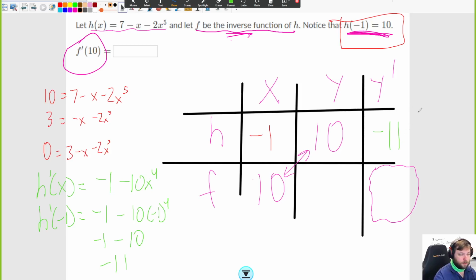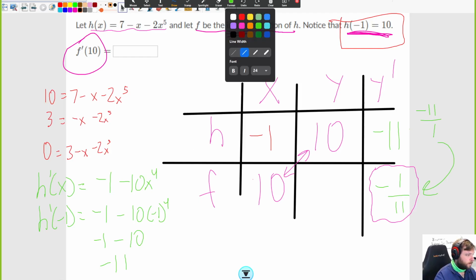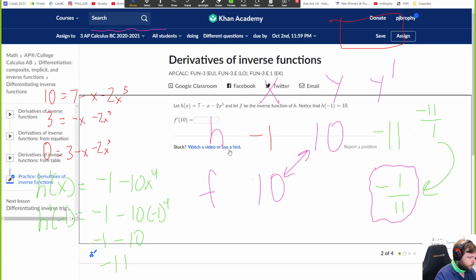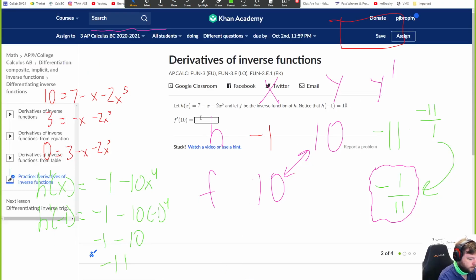What's the reciprocal of -11? Remember, like -11 over 1. The reciprocal would be -1 over 11. I will do that problem again, but I'm going to plug it into Salcon. So, sorry, it's everywhere. -1 divided by 11.